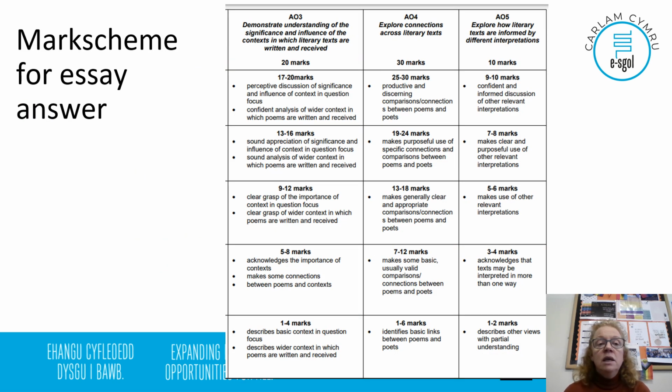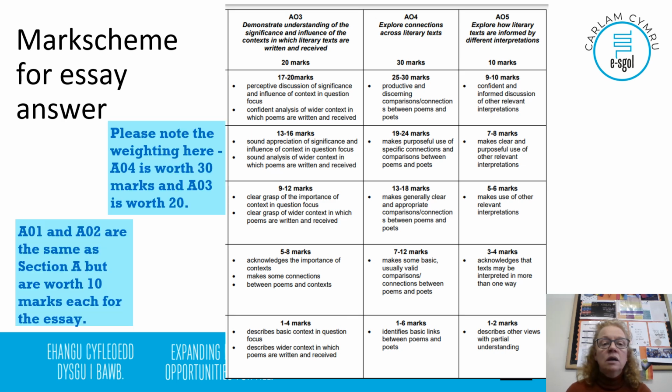I've got you the mark scheme here for the essay answer. AO1 and AO2 are the same as they were in section A, so I didn't put that in again because it made it too small, you couldn't read it. So you've got AO3, AO4, AO5, and you can see here the difference in the marks available. AO4 is worth 30 marks. It is 3 times as important as the other AOs. Context is worth 20 marks. It's really important that you deal with those connections and that context.